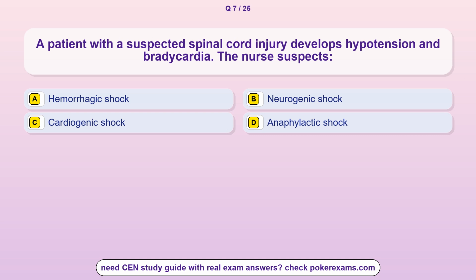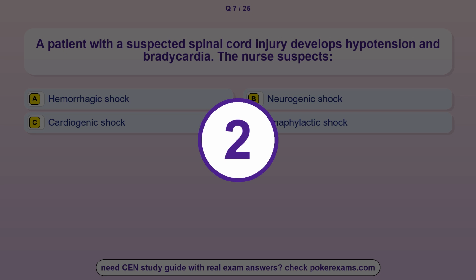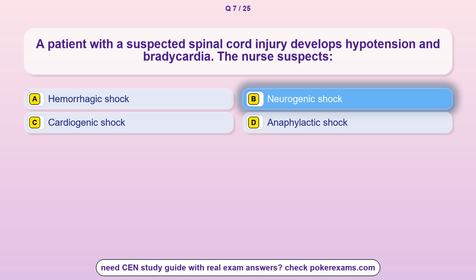Question 7. A patient with a suspected spinal cord injury develops hypotension and bradycardia. The nurse suspects option A, hemorrhagic shock, option B, neurogenic shock, option C, cardiogenic shock, option D, anaphylactic shock. The correct answer is option B, neurogenic shock.